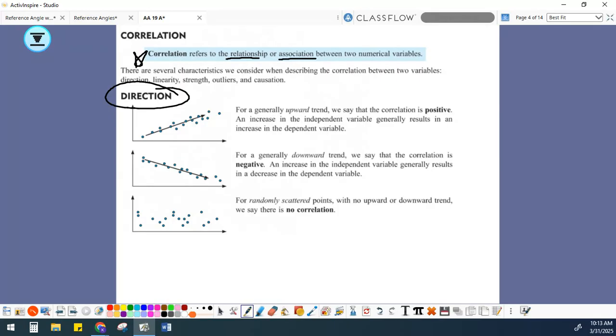If there's an upward trend, we say the correlation is positive. If there is a downward trend, the correlation is negative. And so sometimes we'll talk about if there's an increase in the independent variable, there's also an increase in the dependent variable. Here you notice as you increase the independent variable, the dependent variable is going down. Notice these points, they're just all kind of scattered, so there is no correlation.